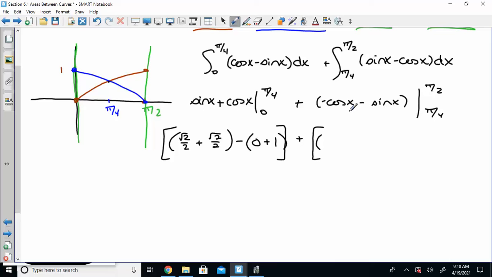Second one, cosine of pi over 2. So cosine of 90 degrees was 0, minus the sine of 90 is 1, minus negative cosine of pi over 4 would be negative radical 2 over 2, minus the sine of pi over 4 is radical 2 over 2. Have I lost anybody?